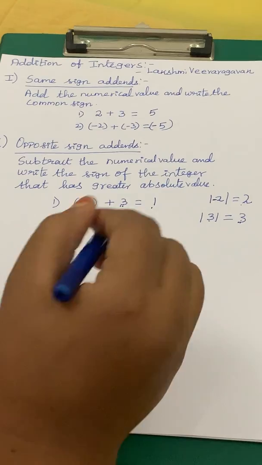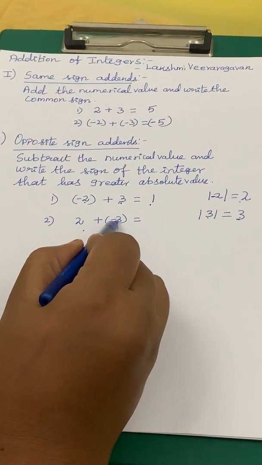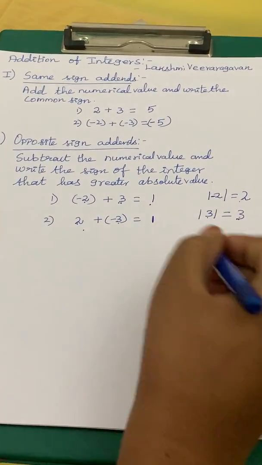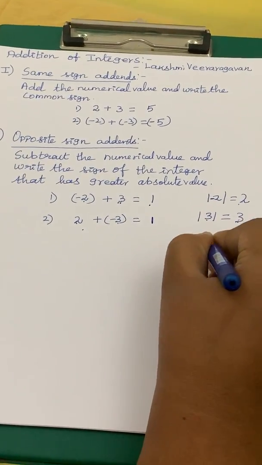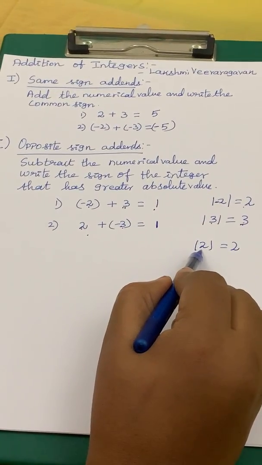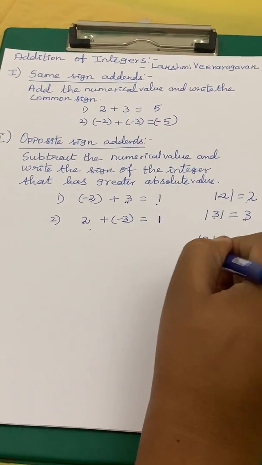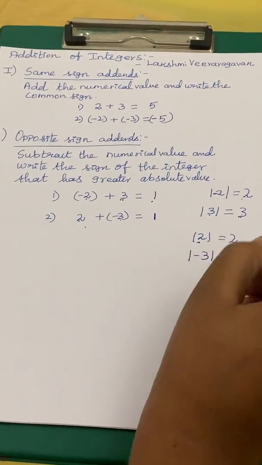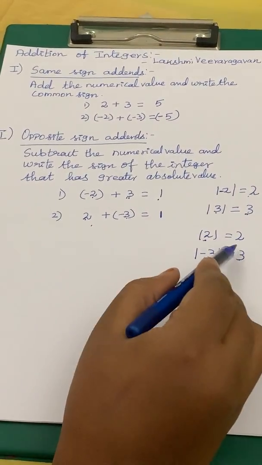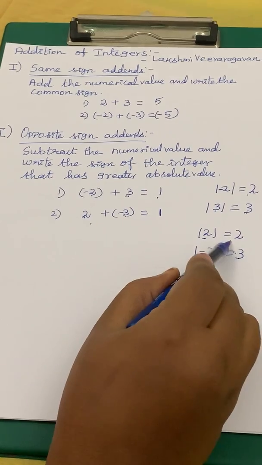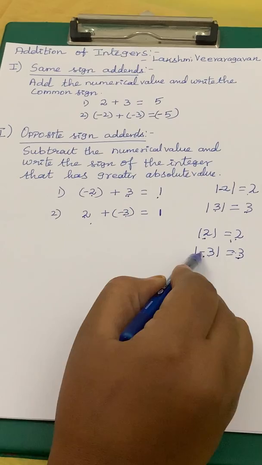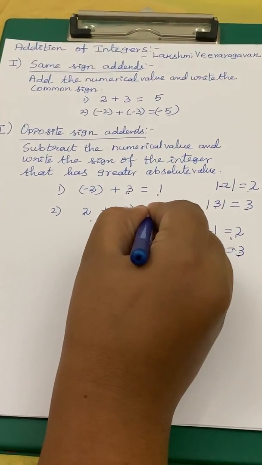In this next case, we have to subtract 3 and 2. We know that 3 minus 2 is 1. Now the absolute value of 2 is 2, that is positive 2 is at a distance of 2 units to the right of 0, and absolute value of negative 3 is 3, which means negative 3 is at a distance of 3 units to the left of 0. From these absolute values, we can conclude that 3 is greater than 2. Hence, the sign of 3 is negative here. Hence, my result will be minus 1.